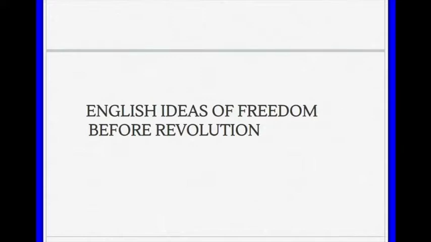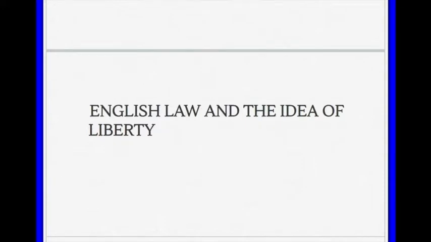In order to understand the colonists' perception that the English Empire violated their rights as Englishmen, you have to understand the English ideas of freedom before the American Revolution. Specifically, the English law and the idea of liberty. The English law and the idea of liberty was that obedience to the law protects individuals and property. So in other words, if you obey the law, then you and your property were protected.